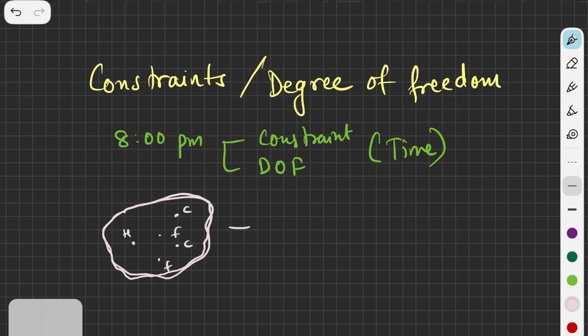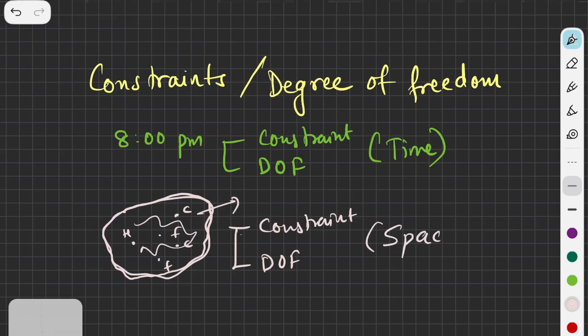So again you have a constraint of not moving outside this area, and you have a degree of freedom that you can just roam around inside the area. If you wish to go to your friend, your class, your college, you want to eat something, you can go to a hotel, but in that particular area. So that is basically the constraint on space, or rather degree of freedom on space.